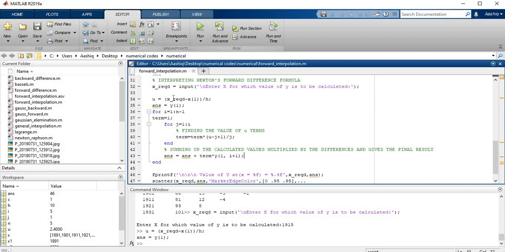So how does it work? When i is equal to 1, j is equal to 1. So term equals term into u minus 1 plus 1 divided by 1. So term equals u, which is the first term of our formula. And after this calculation, I go here. ans equals the fixed value y of 1, or f of a, plus u stored in the term, multiplied with the first difference, and added up with ans.